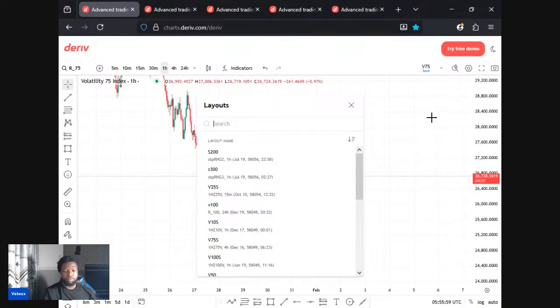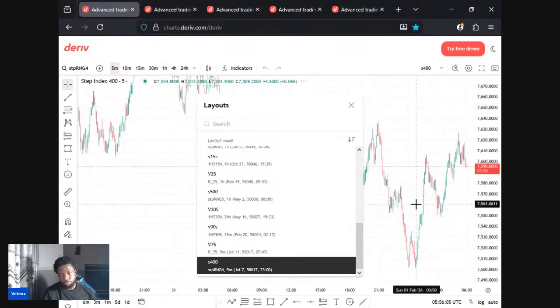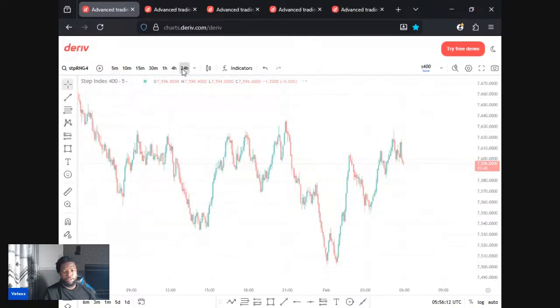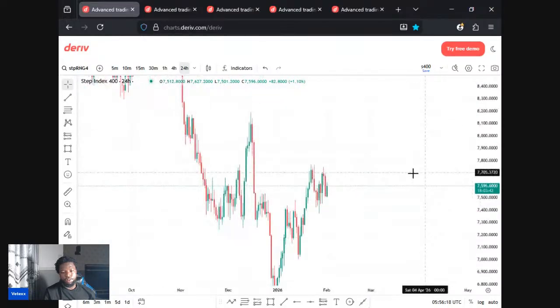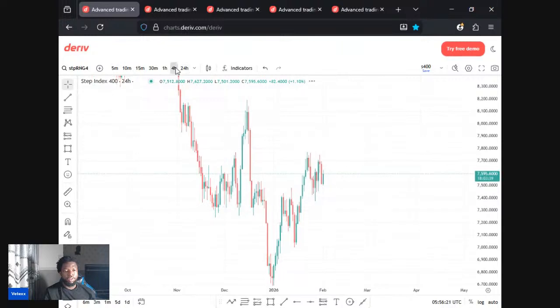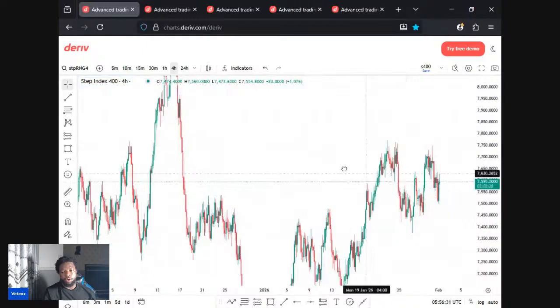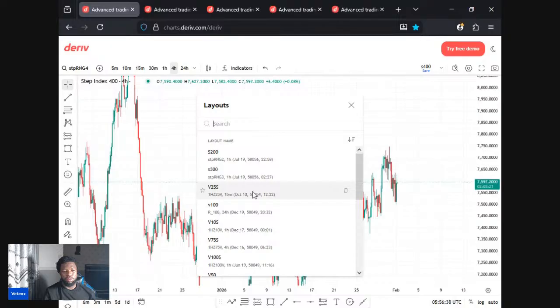So now let's check the Step 400. Starting from the 24-hour time frame, Step 400 is bearish. Okay, it's bearish, but it's just trying to retrace. So on the 24-hour time frame, we don't have anything. On the 4-hour time frame, we still don't have anything, and the same thing on the 1-hour time frame. So we don't have anything on this pair.